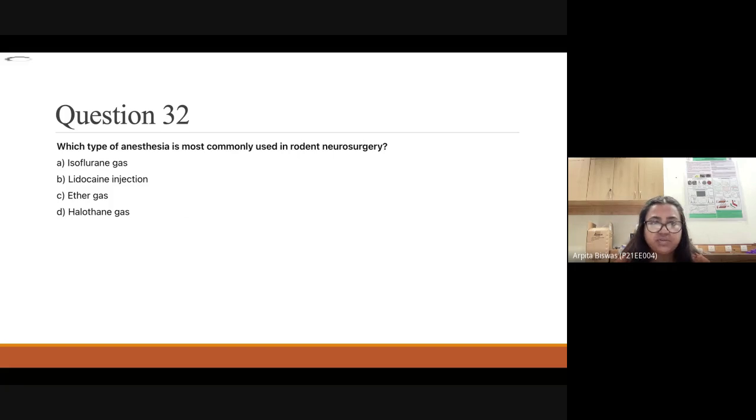So this is question number 32. Which type of anesthesia is most commonly used in rodent neurosurgery? First is the isoflurane gas. Second is the lidocaine injections. Then the ether gas and the halogen gas. So which one is the right option?